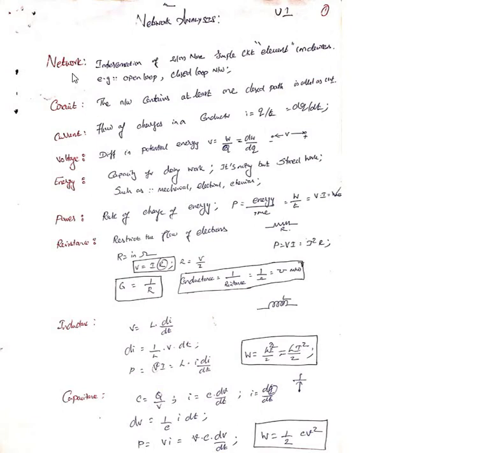Okay, first one, what is a network? Network means interconnection of two or more simple circuit elements. What is an element, or another name, a device? Resistance, inductance, capacitance. These are the elements, or devices, that you can interconnect.